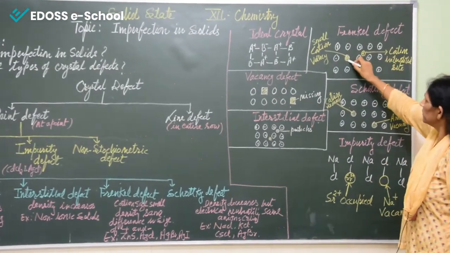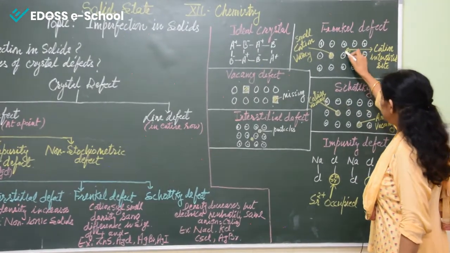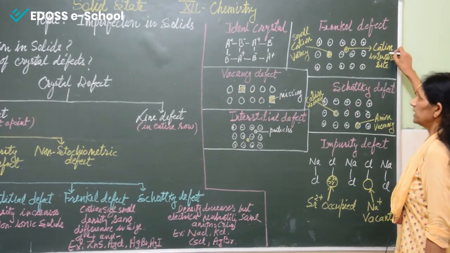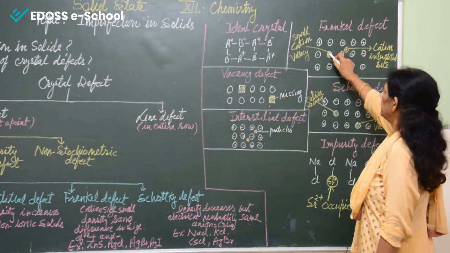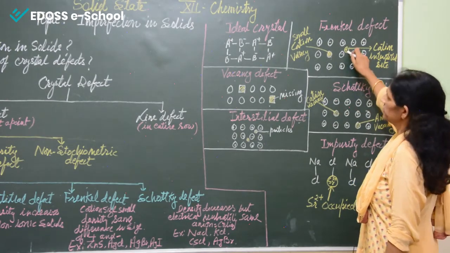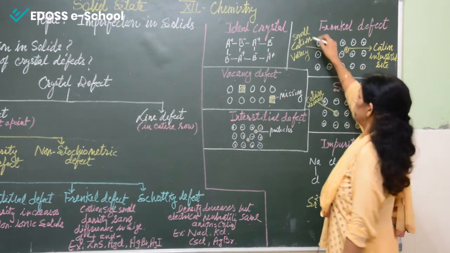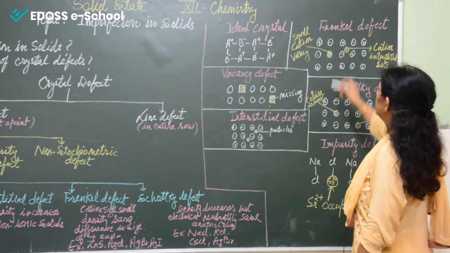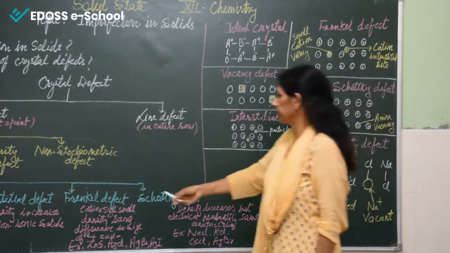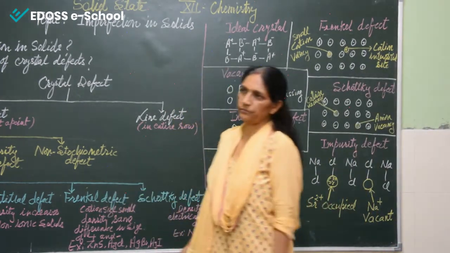And what is happening? The interstitial site is being occupied by the cation. From here it is missing and here it is occupying the interstitial site. So such type of defect is known as Frenkel defect. Now come here, we can say why this happens.